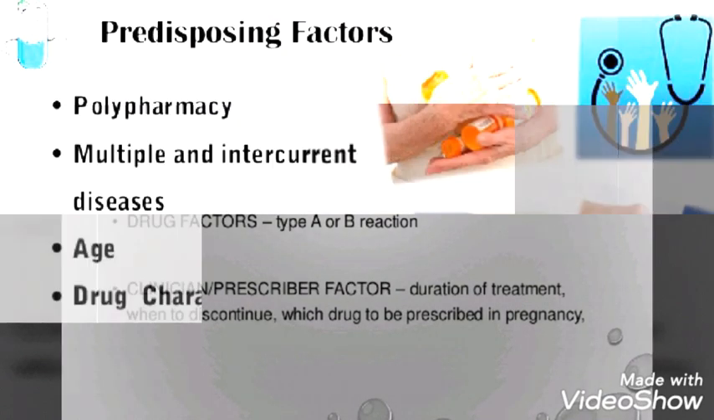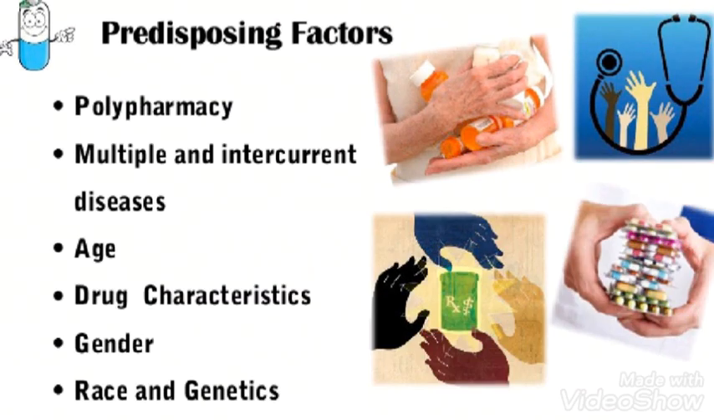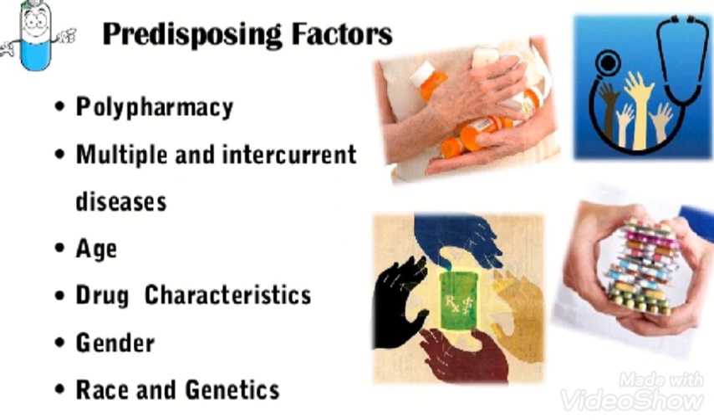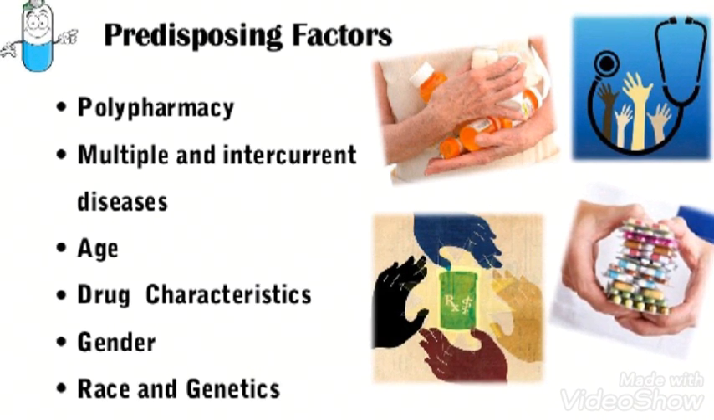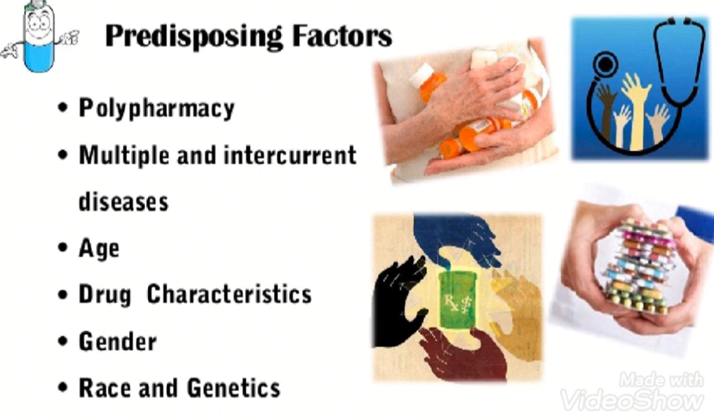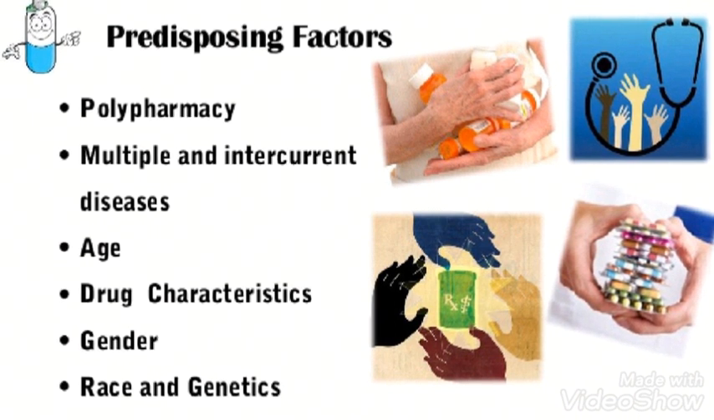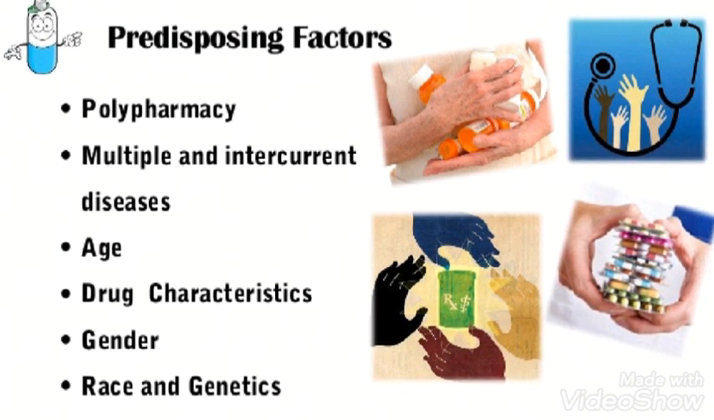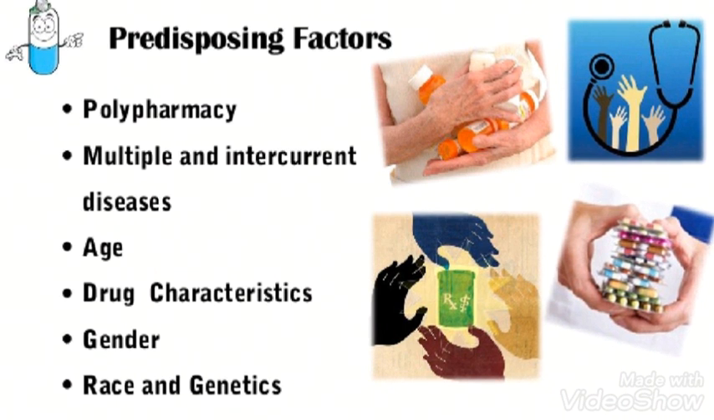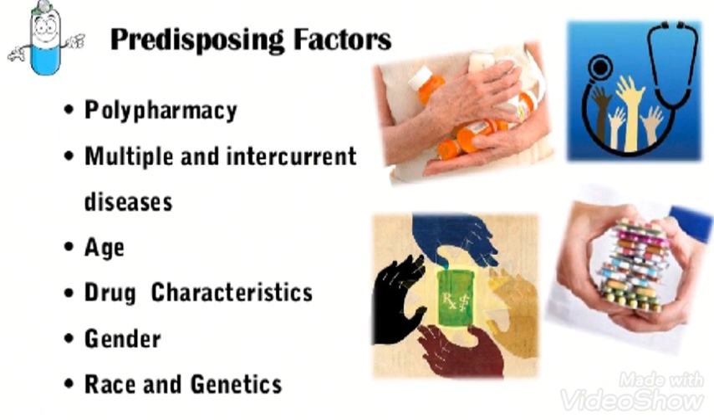Then there are some predisposing factors. They are polypharmacy, which means taking so many medications prescribed by different doctors. This can also have side effects on the patients. Then multiple and intercurrent diseases, age, drug characteristics, gender, race and genetics.